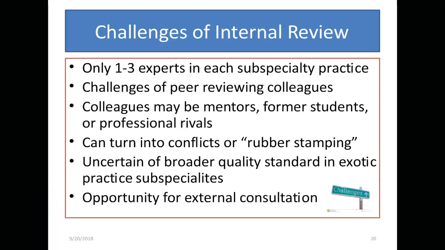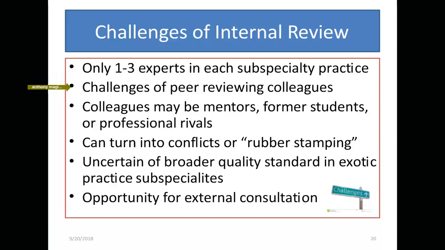Now, some caveats and challenges. At a practice like ours, in some subspecialty practices, we may only have one or two experts in that area. So how can we review an expert? This can be problematic in that there are no other experts within the team that feel that they have sufficient expertise to review the subspecialty expert.